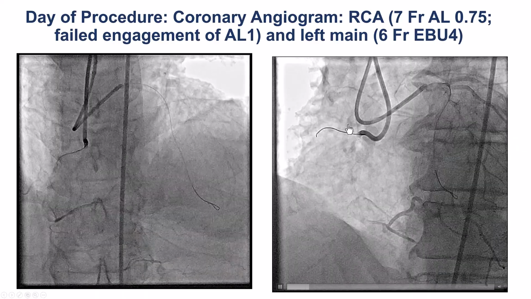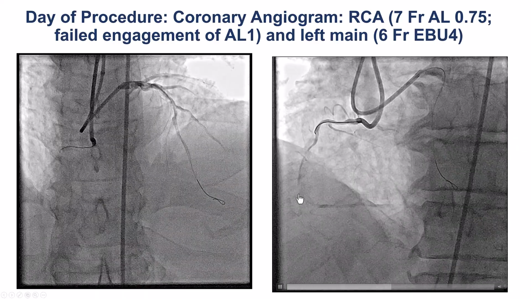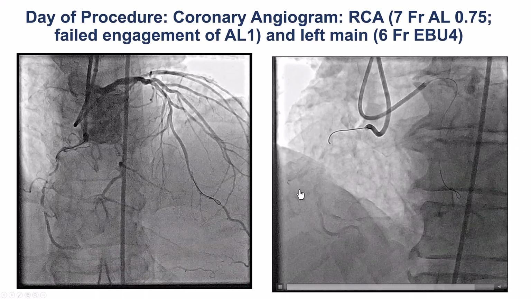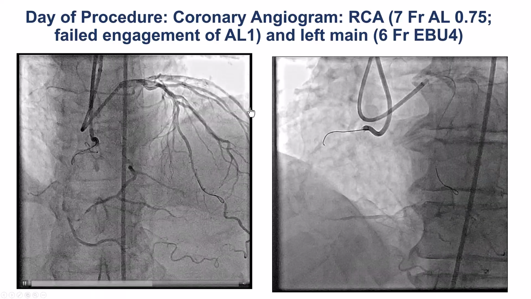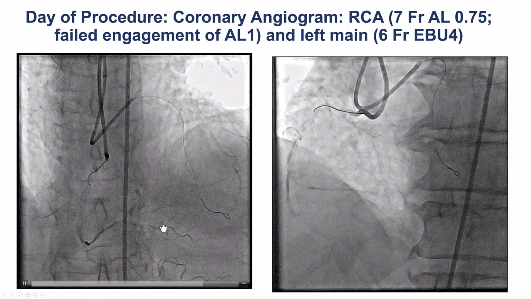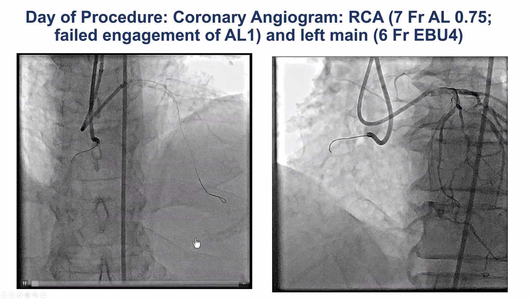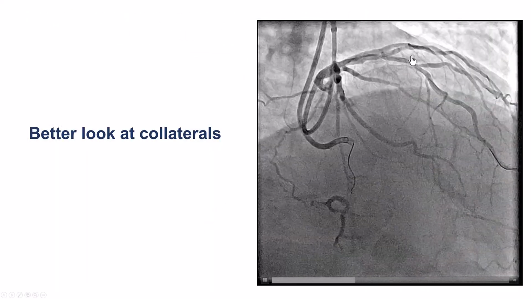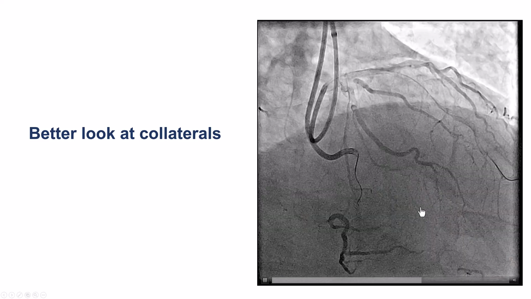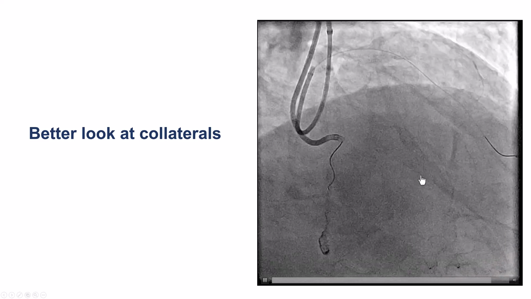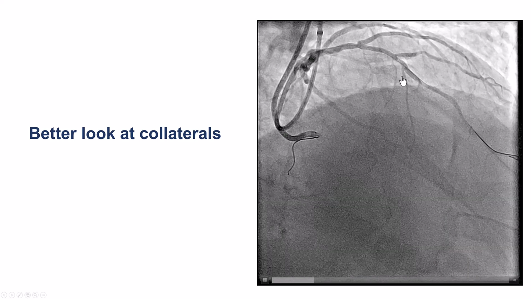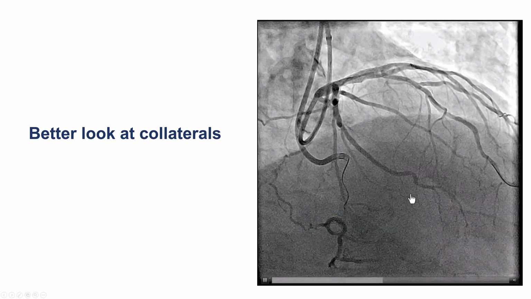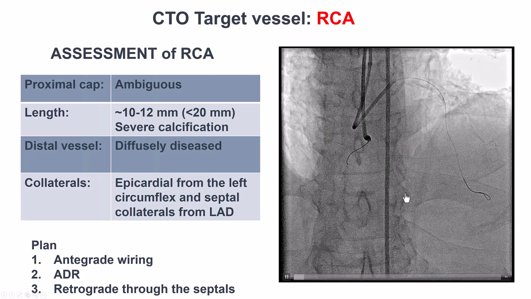And this is the dual injection. Once again, we have a CTO of the mid-RCA. This is a heavily calcified vessel. There are both epicardial as well as septal collaterals filling the posterolateral and the PDA. Another view trying to better understand the collaterals. Maybe not 100% continuous connection between the LAD and the RCA, but those septals look promising.